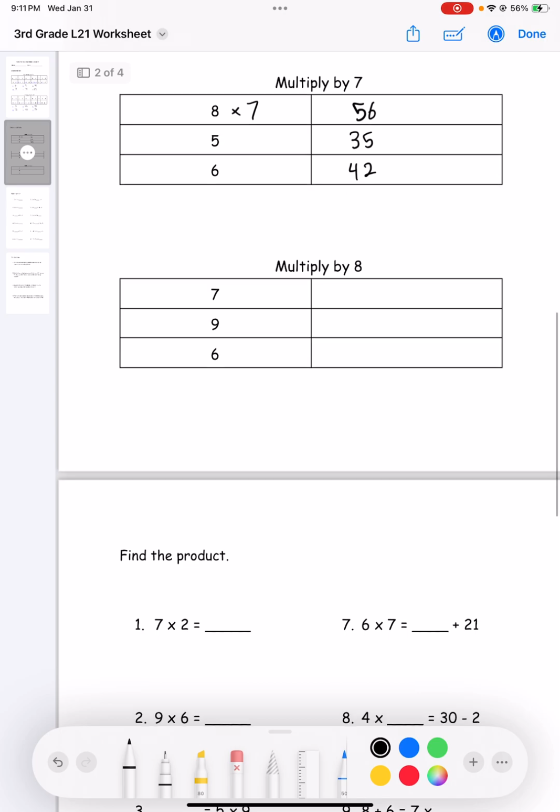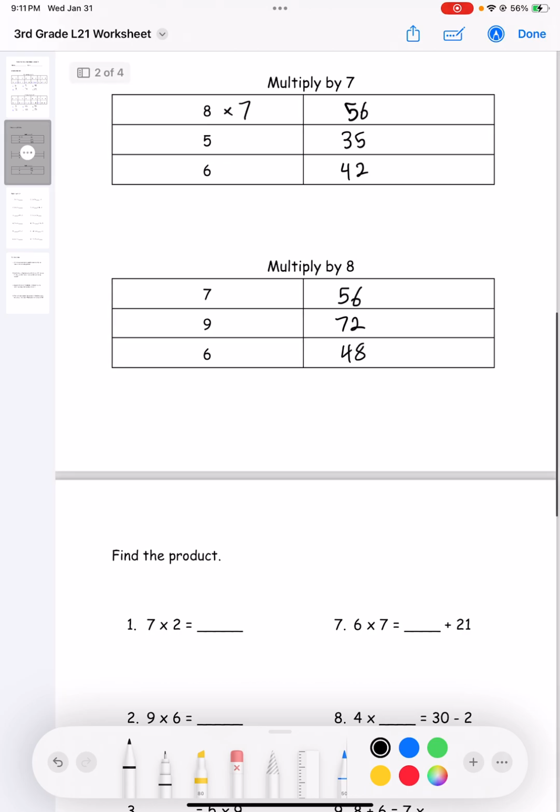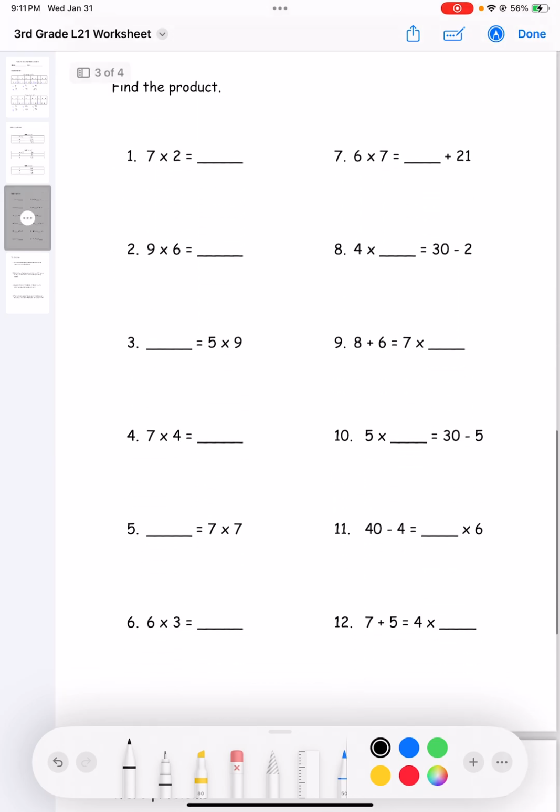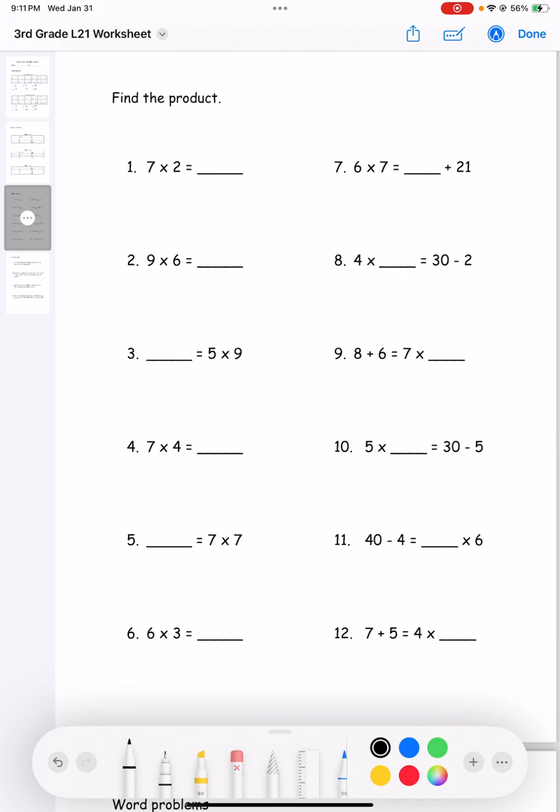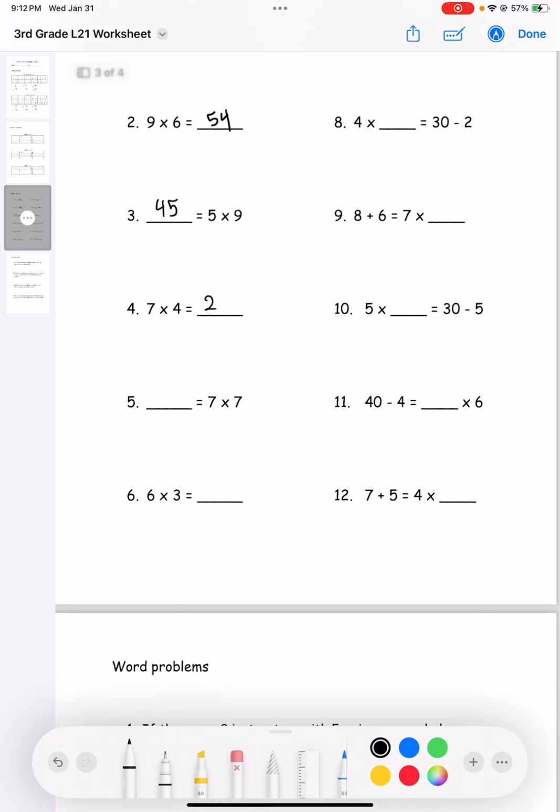Then we have multiply by 8. So 7 times 8 is 56, and 9 times 8 is 72, and 6 times 8 is 48. Next, find the product. So number 1, we have 7 times 2, which is 14. Number 2, we have 9 times 6, which is 54. Number 3, we have what equals 5 times 9. 5 times 9 is 45. Number 4, we have 7 times 4, which is 28.